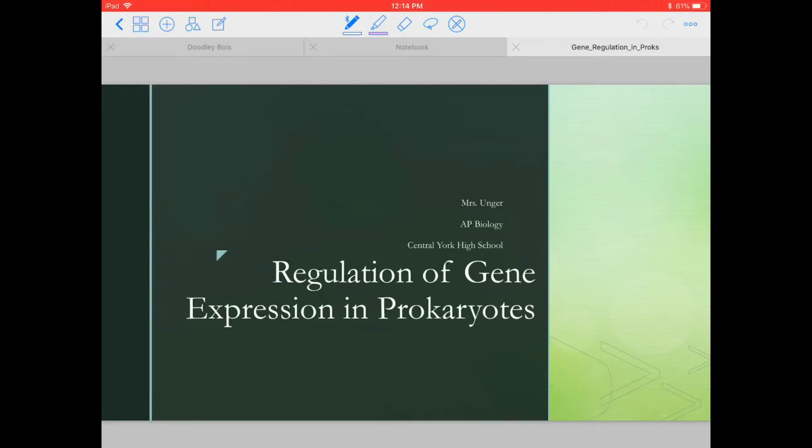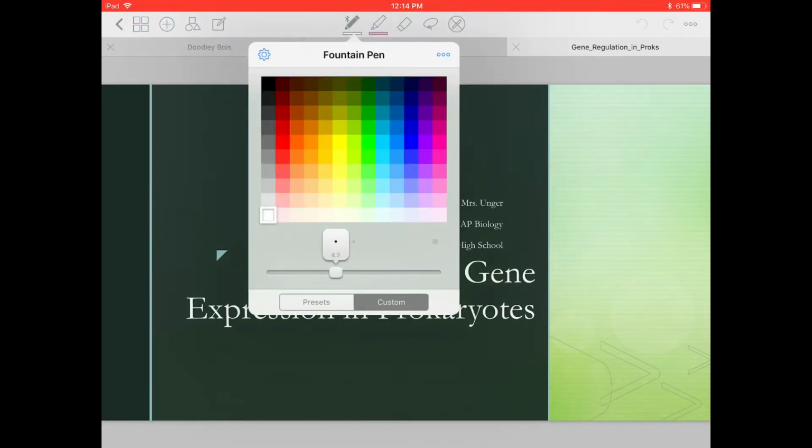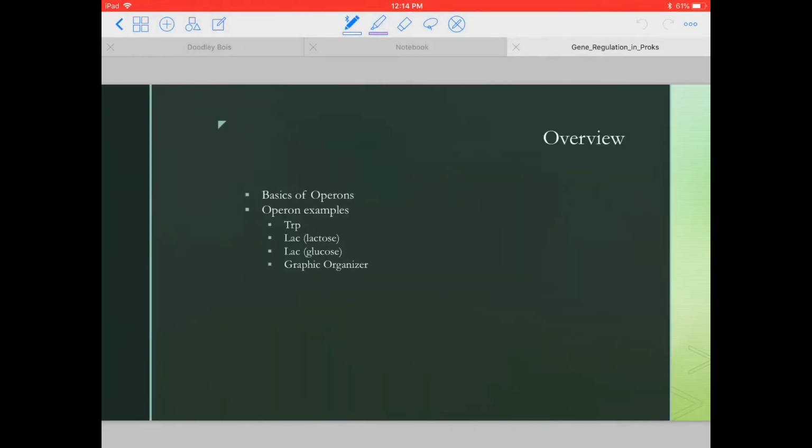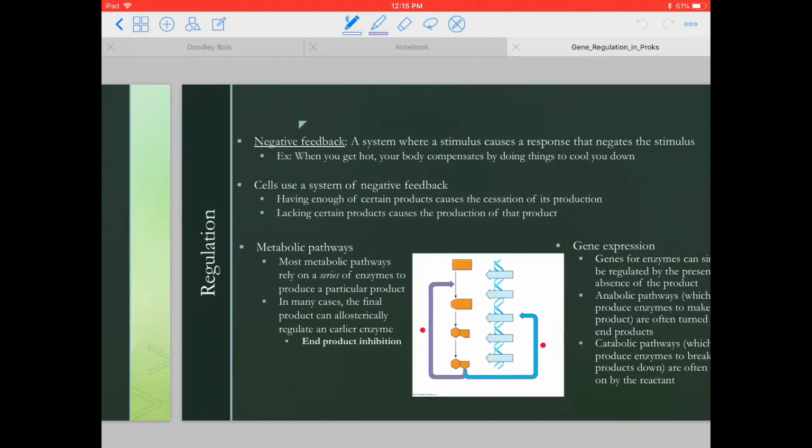All right, so we're looking at the regulation of gene expression in prokaryotic cells. So really what we're looking at here is operons. So quick overview, we'll look at what the operon structure is, followed by some examples using tryptophan and the lac operon for lactose. Two different things control the lac operon, lactose and glucose, so we'll look at those separately.